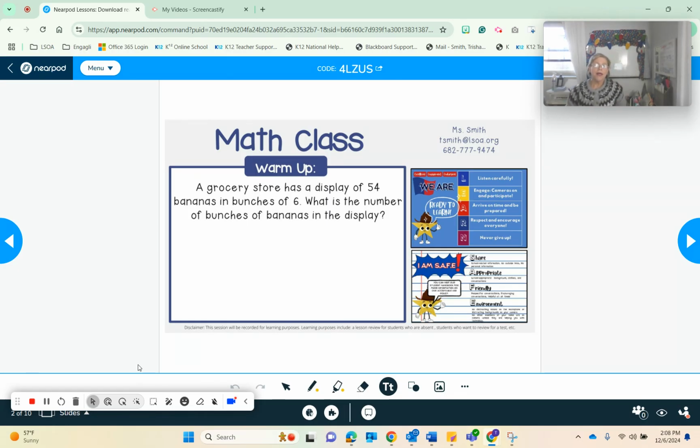This is your warm-up. A grocery store has a display of 54 bananas in bunches of 6. What is the number of bunches of bananas in the display? I keep messing up. So go ahead, after I'm done going over our warm-up page, you can pause and solve this.